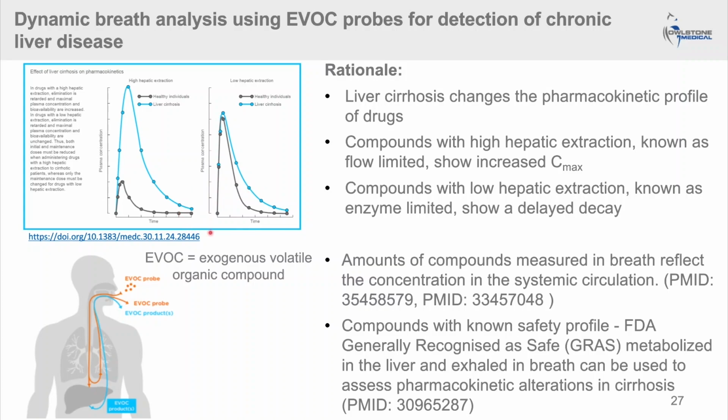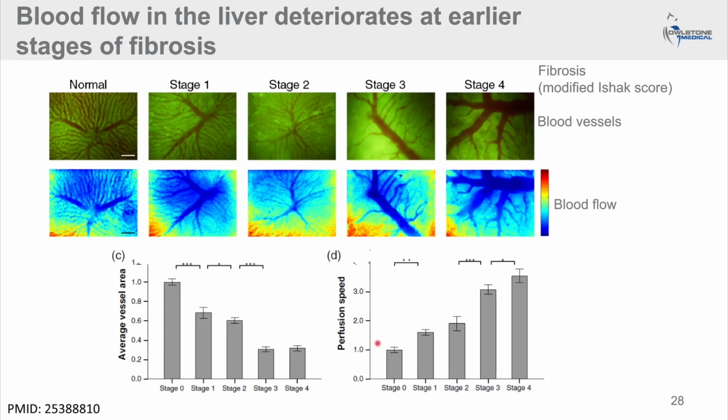Now, another advantage of this approach is that we can mimic the pharmacokinetics just by measuring the concentrations in breath, without the need to collect blood, which increases compliance for the subjects. And we can use compounds that are generally recognized as safe, GRAS, which are used as flavoring agents and we are exposed to on a daily basis, so we don't need to run phase 1 trials to administer them to subjects.